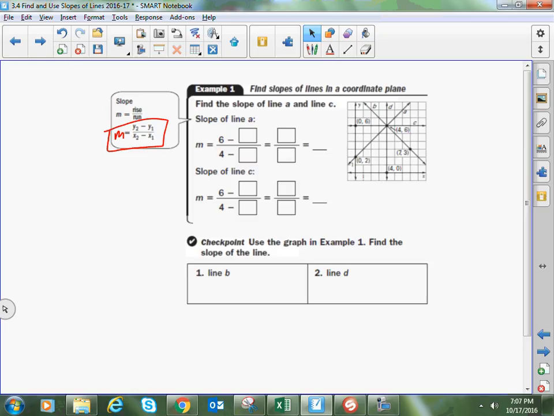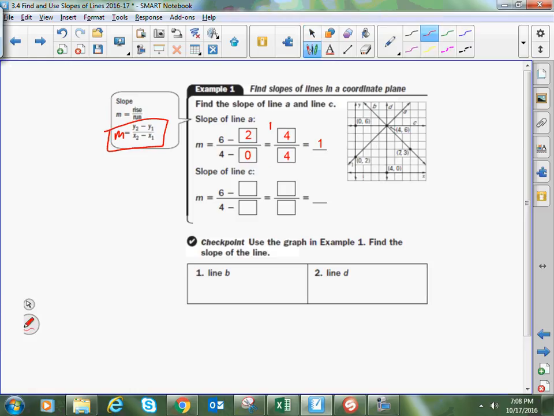We have to choose which one is point 1 and which one is point 2 on line A. So they arbitrarily chose point (4, 6) to be the second point. That means point (0, 2) would have to be considered the first point. So you take the difference of the x and the y numbers, and you get a slope of 1 when you simplify the fraction.